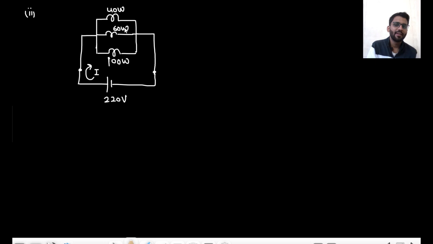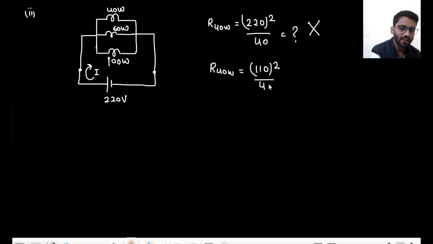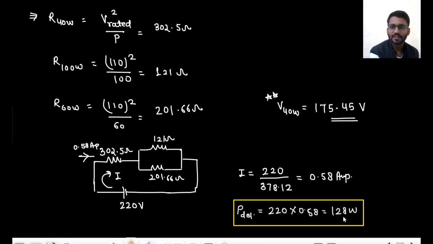Now tell me, what will be the resistance of the 40 watt bulb? Will it be 220 square, V square by P? Is this the correct answer? No, because it doesn't depend on the supply. The resistance of the 40 watt bulb is fixed. That will depend on its rated voltage and rated power. So what was its rated voltage? That was 1110 whole square by 40. So what is the answer we got here? 302.5.